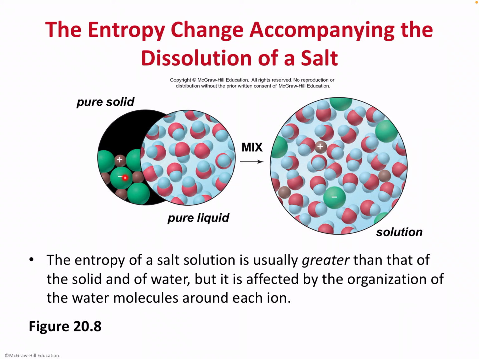Now in the pure solid, the sodium ions and the chloride ions are very close to each other and have less freedom of motion. You mix it with water, what happened? Now the ions are separated. In solution, the entropy of a salt solution is usually greater than that of the solid and of water, but it is affected by the organization of the water molecules around each ion. So it increases the entropy.